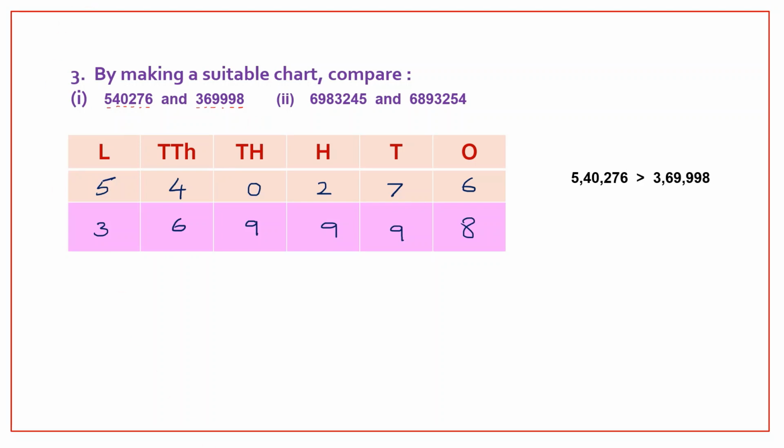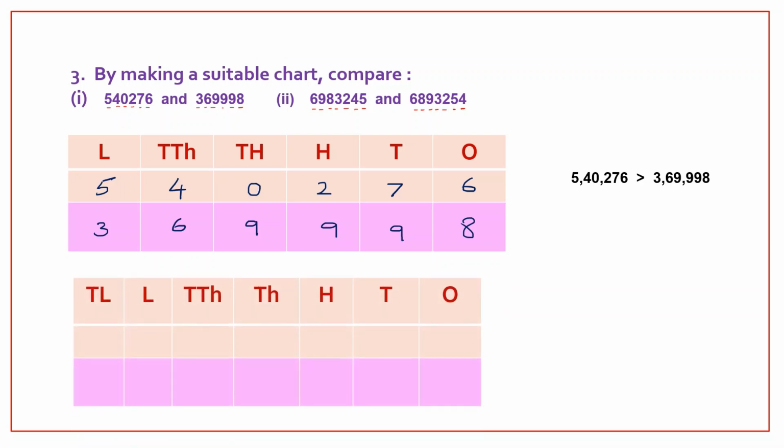So here also let's count the number of digits. So 1, 2, 3, 4, 5, 6, 7 digits. Here 1, 2, 3, 4, 5, 6, 7 digits. That means we need to make a chart which has 7 columns. So let's do that. So here we have a chart of 7 columns, and as you can see, the places are ones, tens, hundreds, thousands, 10,000s, lakhs and 10 lakhs. So these are the 7-digit places.